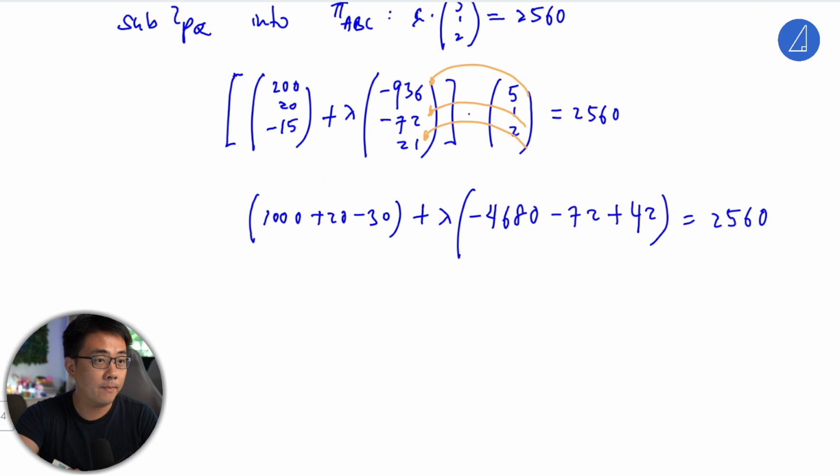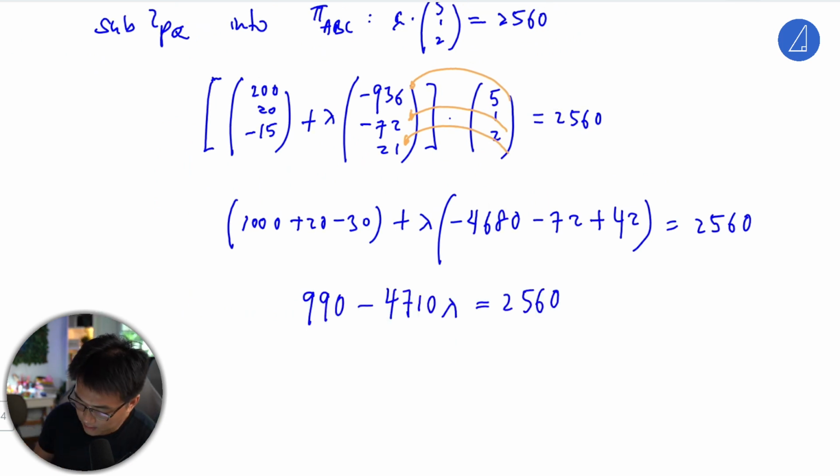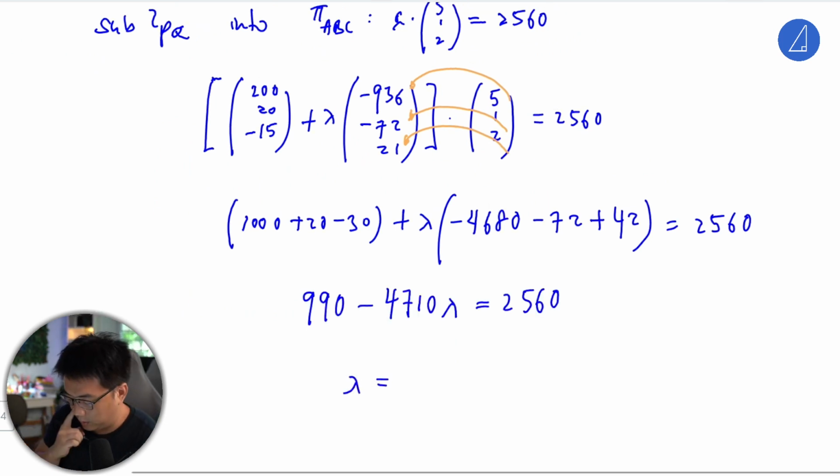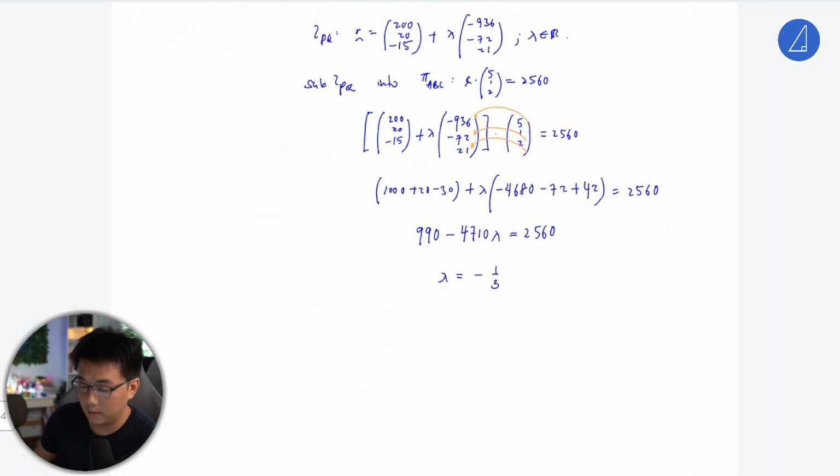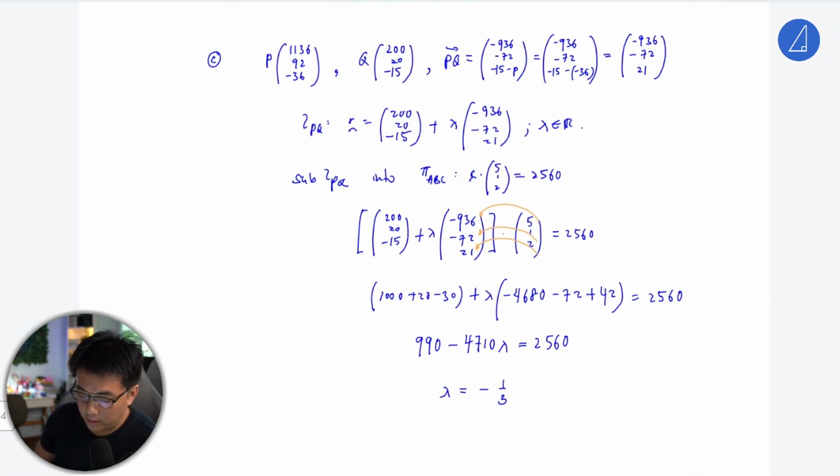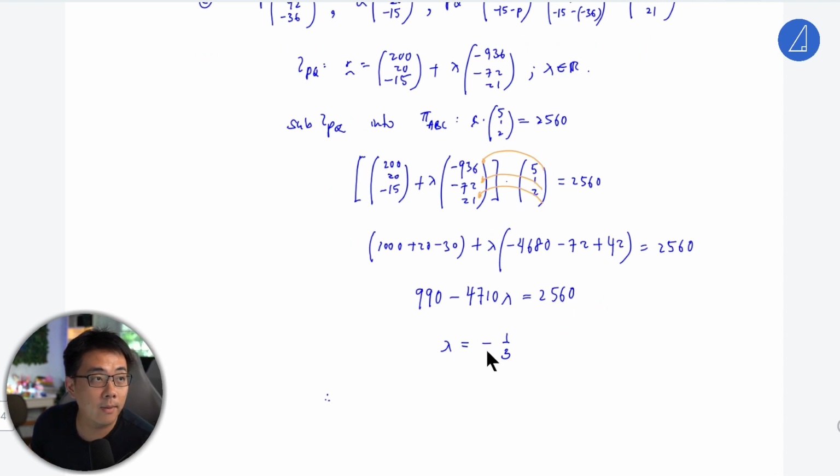Then just simplify them and solve for lambda. So eventually what I get is lambda equals negative 1/3. Once we get lambda equals negative 1/3, we could find the coordinates by replacing it into the line equation. Then we should be able to get the answer that is required of us. So taking negative 1/3 for lambda, replace it into the point line equation here. We know that this lambda is a corresponding address for the point where it meets the plane. All right, so just do that.